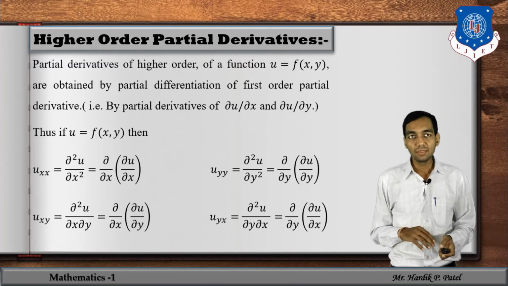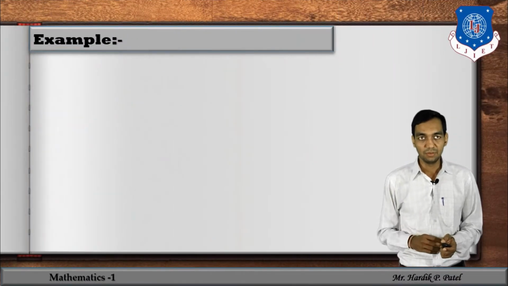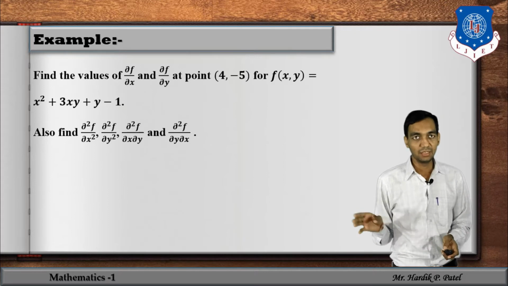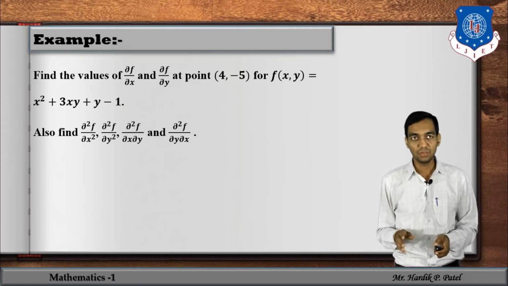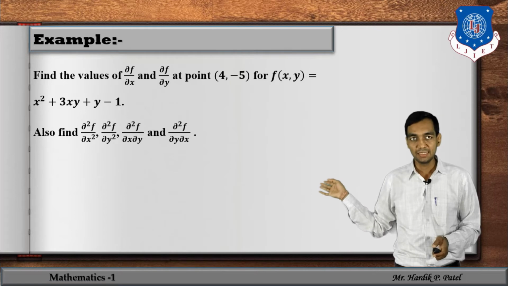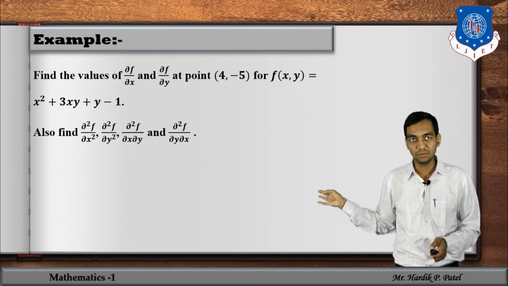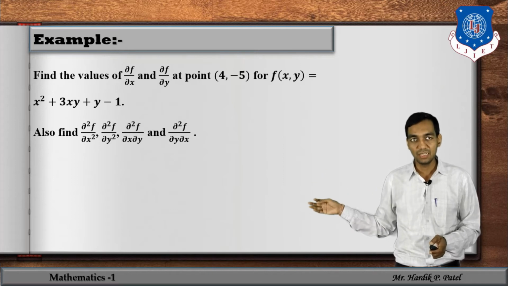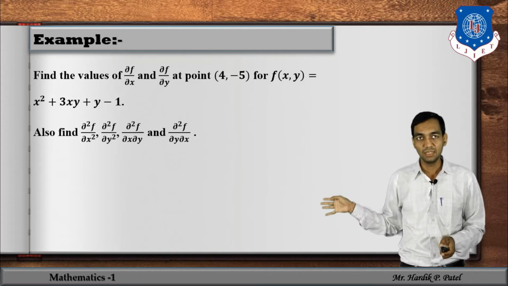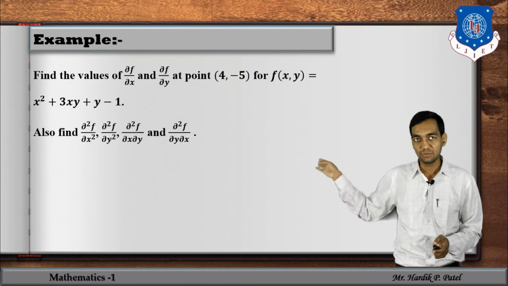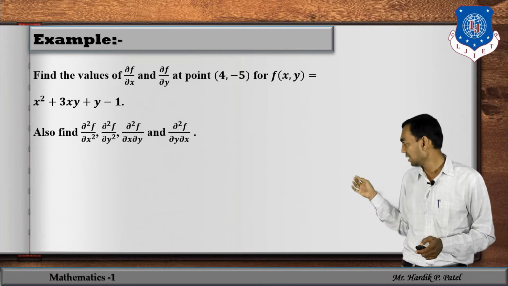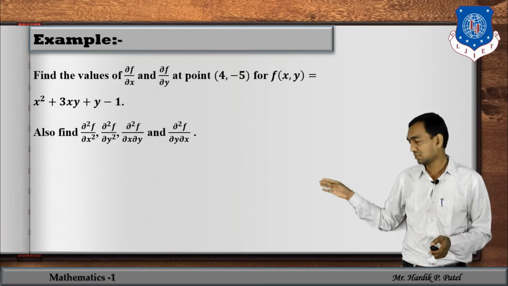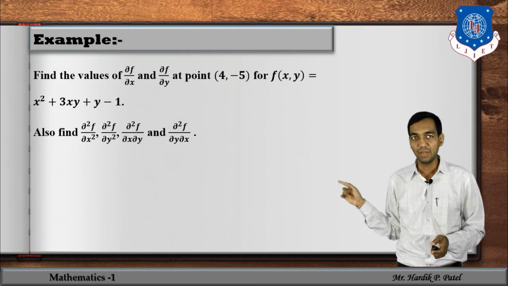Okay. Now, we are starting with an example. Find the values of del f by del x and del f by del y at the point 4 comma minus 5 for the function f of x comma y is equal to x square plus 3xy plus y minus 1. Also find the second order derivatives del square f by del x square, del square f by del y square, del square f by del x del y and del square f by del y del x. Okay. So, first here your f is nothing but x square plus 3xy plus y minus 1.